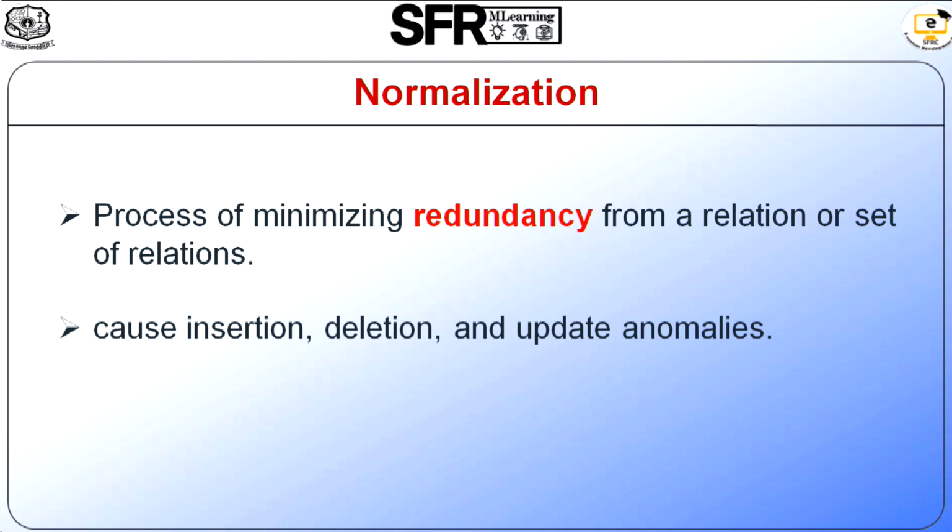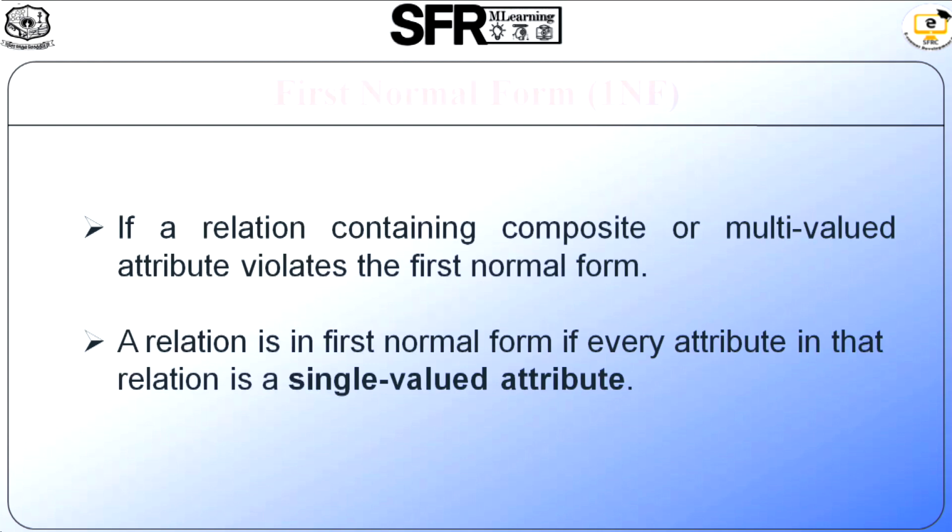So here we will see the types of normal forms. There are 5 types of normal forms, and additionally BCNF is also there. First we will see first normal form. In the first normal form, the main condition is that if an attribute contains multi-valued things, it is not in first normal form.